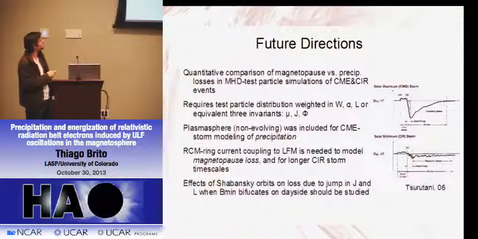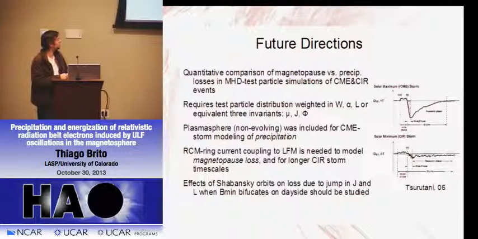But if I want to simulate CIRs, I hope to be using the RCM model coupled with LFM, which does a better job in the inner region. Also, I plan to study another effect called Shabansky orbits. As the particles are drifting, if the day side is very compressed, they can be scattered in the second invariant, and this can cause the precipitation also.